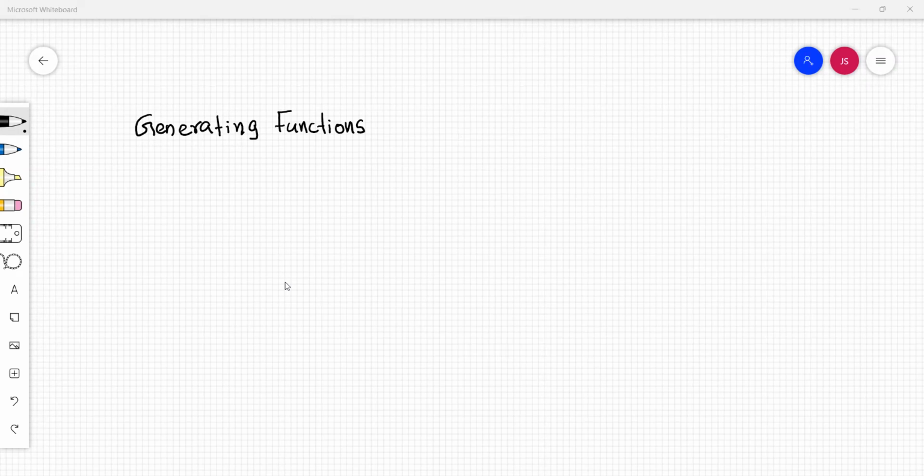Actually, the last time we did recurrence relations, and the generating function is closely connected with recurrence equations. So let's begin with the formal definition of generating function. I already shared the note with you. However, I'm writing it again here.